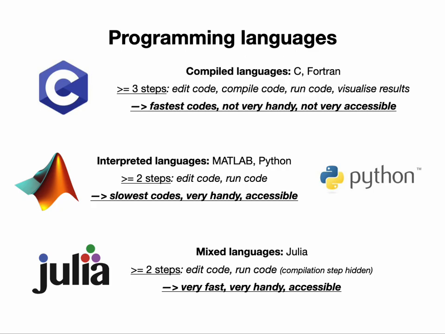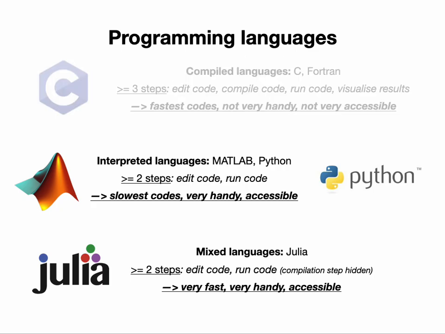But these types of languages are basically hiding a compilation step in a way, which makes them fast. So the code you produce with a language like Julia can be as fast as C language code, while the usage of the tool is very handy and remains quite accessible. So it's a good compromise in a way between the compiled language and the interpreted language. So let's have a quick discussion about these different tools.